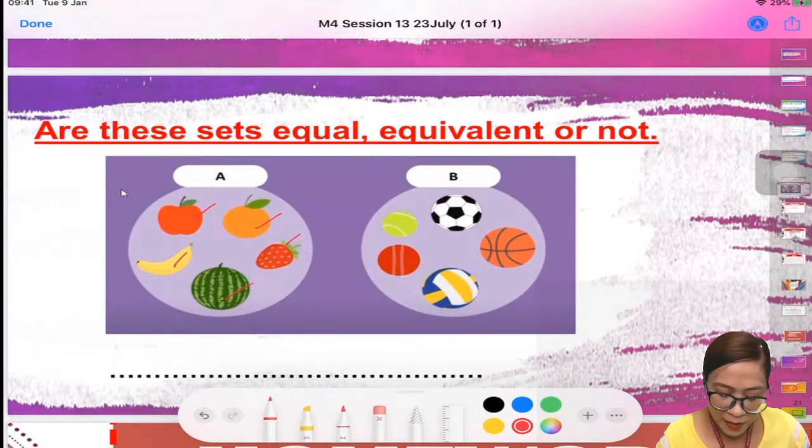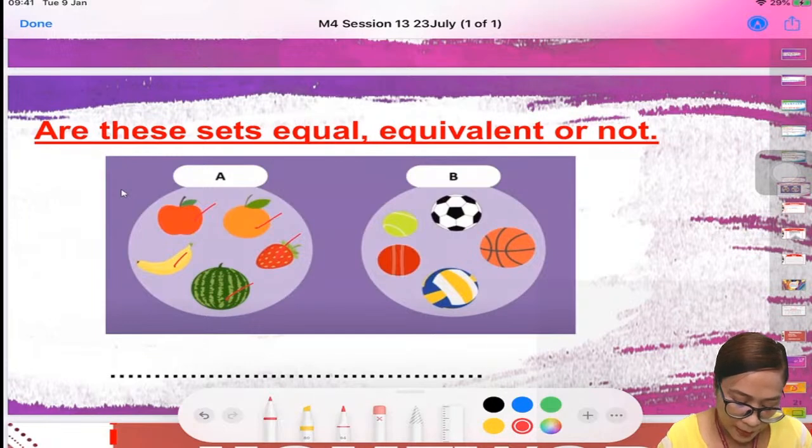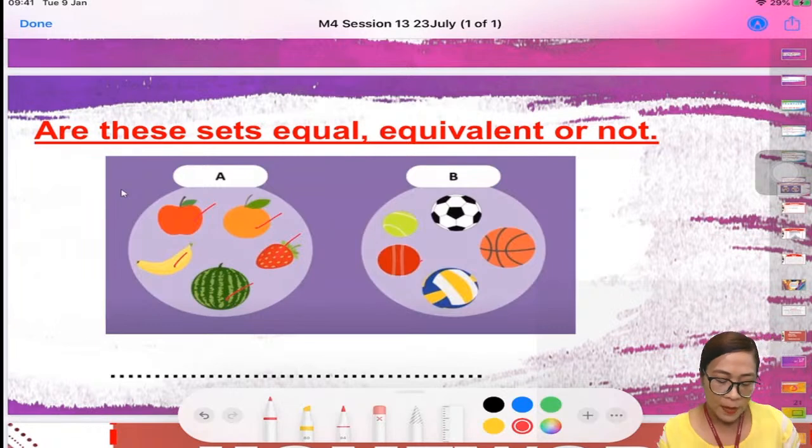And here on the right side for set B, you have balls, different kinds of balls. This is for soccer. This is for basketball, for volleyball. This is a sports ball. I know, I forgot about this. This is for badminton. But it's not badminton. This is baseball, or this one, softball. Okay, so for A we have the fruits. For B you have the balls, any types of balls.